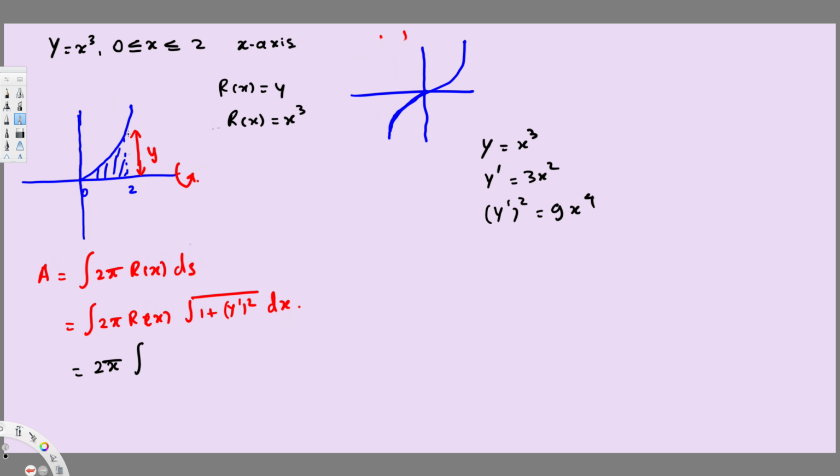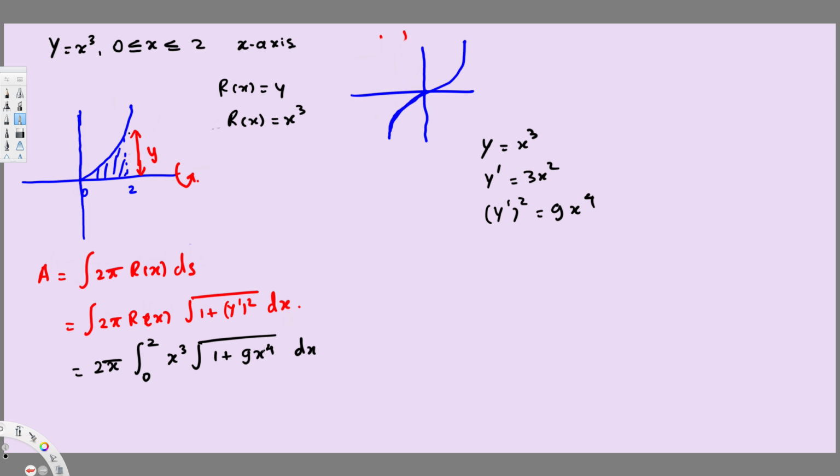It's going from 0 to 2, right? So 0 to 2 is going to be limits of integration. And then we have r(x), we know that's x cube, square root of 1 plus, we found the y prime squared already, that's 9x to the power 4, dx. And here we have to think about which method is easy to use to integrate.